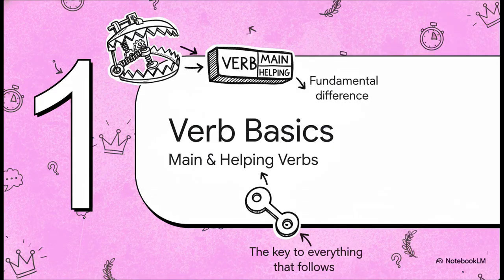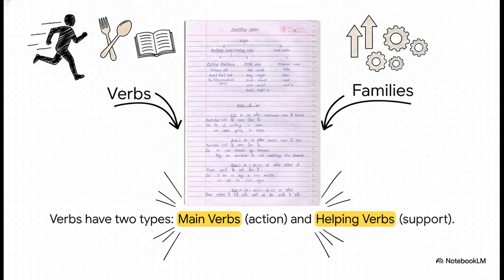First things first. To disarm any trap, you gotta understand how it's built. For verbs, that means really getting the fundamental difference between main verbs and helping verbs. Seriously, this simple distinction is the key that unlocks everything else we're going to talk about. And this really shows it perfectly. It's like verbs have two big families. You've got your main verbs. These are your action words: run, eat, study.